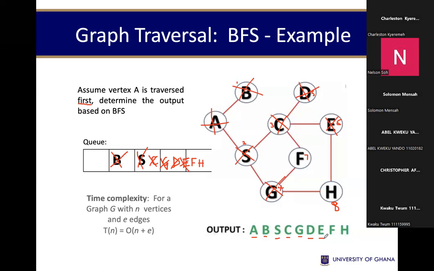Then we come to F. Of course, F also has this that can be deleted or to be visited. So we're going to output F. And of course, F has no other adjacent node because the C and the are already visited. So lastly, we come to the last node added, which is H. We're going to output H. And we are good to go.